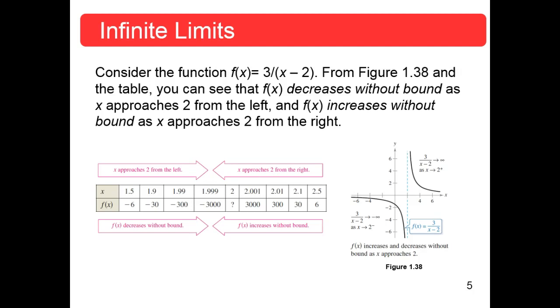So consider the function f of x is equal to 3 over x minus 2. Okay? What kind of function is that? Something over something. Say again? A quotient, also called a rational function. Okay? Ratio of two entities. Okay? Now, where would you run into problems?